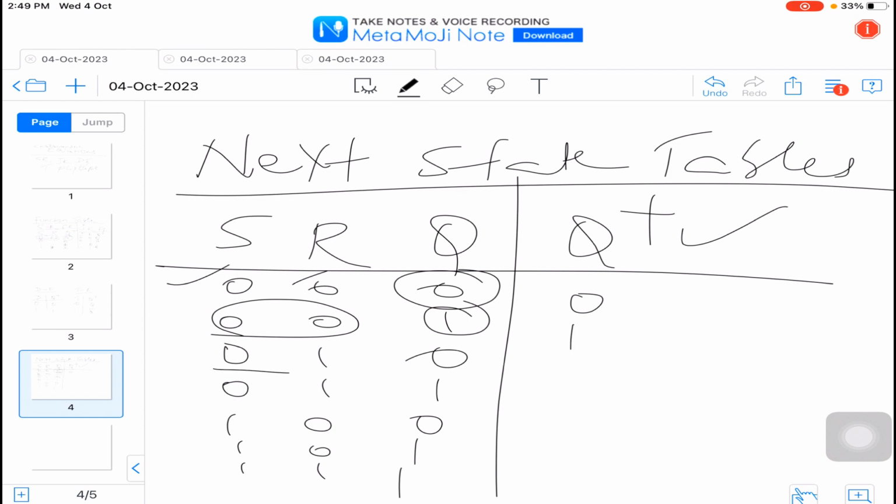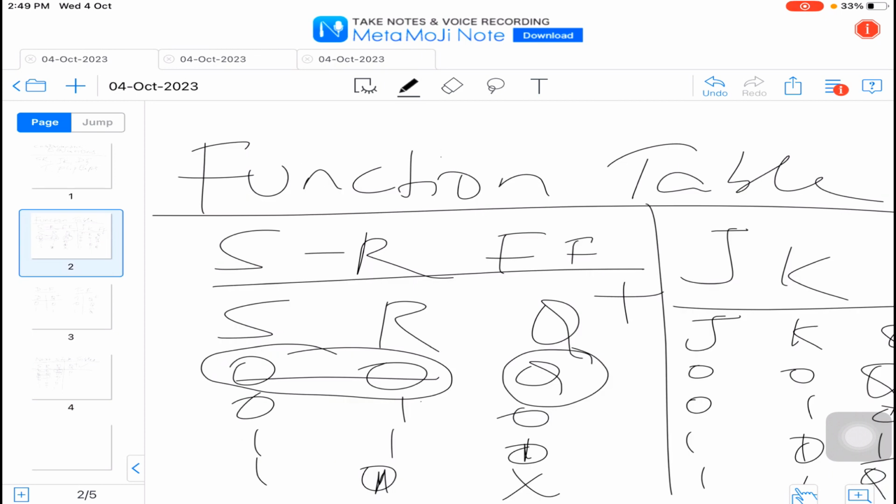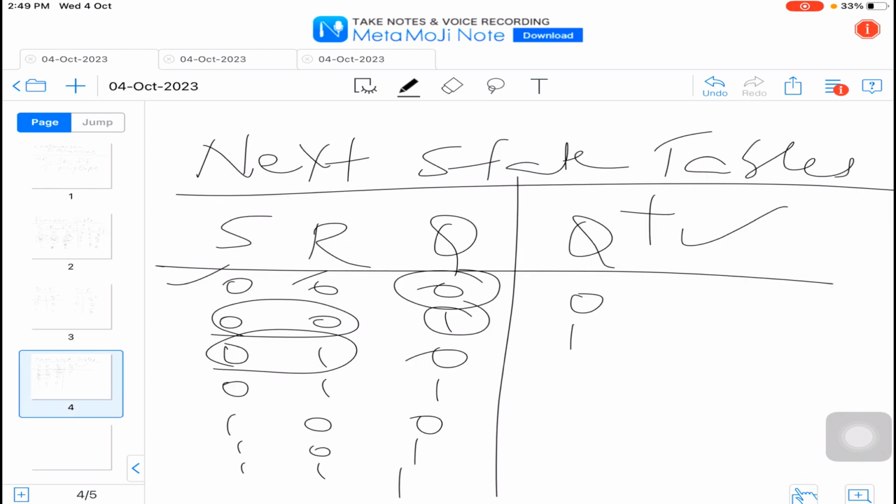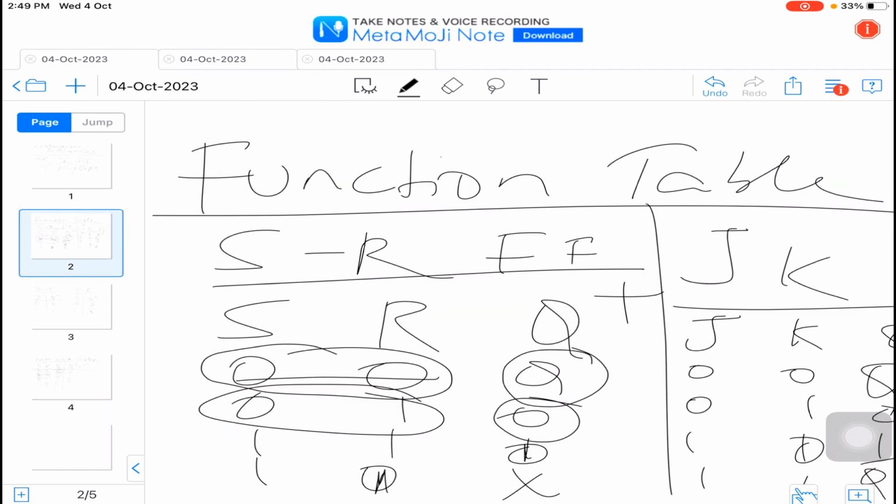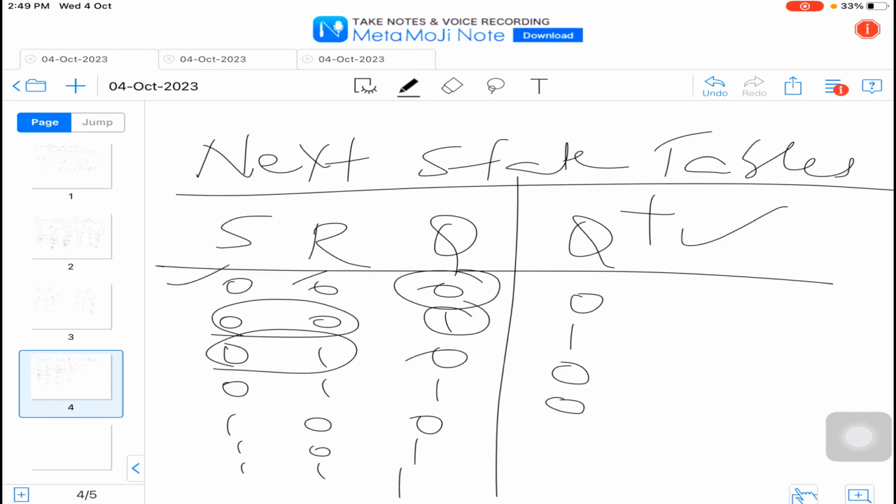Next condition is 0 1. Now look at the truth table. Whenever it is 0 1, what is the value of Q plus? Q plus will be 0. Even whenever it is 0 1, it is 0. Next there is a condition called 1 0. Whenever there is a 1 0, the output is 1. So we can write 1 1. And the last one is the don't care condition. Whenever it is 1 1, it will be X. So this is how the next state table for the SR flip-flop can be obtained.